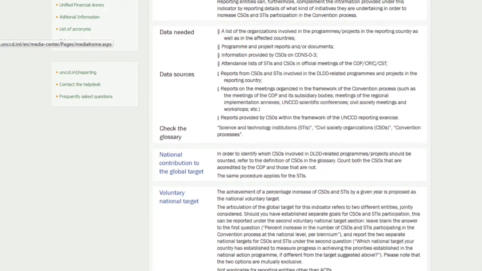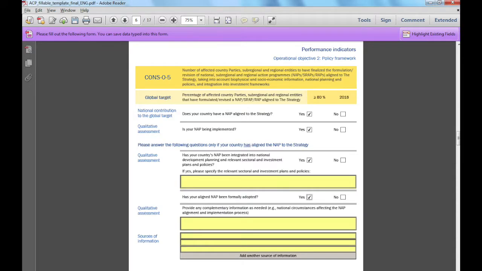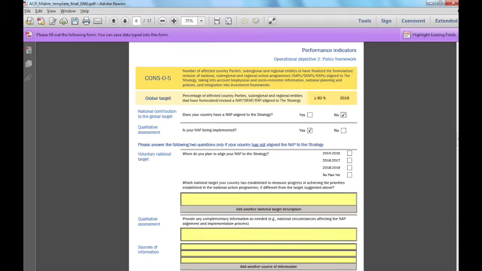Now, there are some other things that you need to know about the manual. One of them is that there are some automatic functions within the manual. So for example, if you were to use Consolidated Indicator 5, which deals with the NAP alignment processes, you will see that once you say your NAP is aligned, then certain automatic functions take place. It doesn't allow you to do this, or it doesn't allow you to do that on the template. So the manual explains how all of this functions.